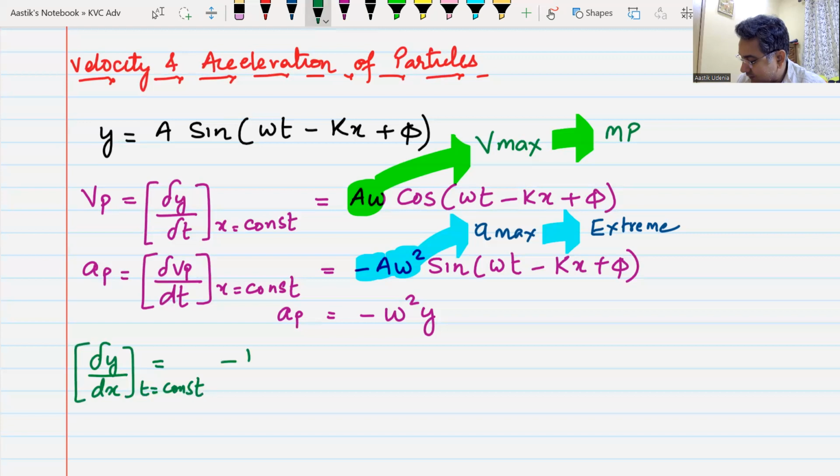It will be minus k into a into cos of omega t minus kx plus phi. Is it so difficult to differentiate sine function? That you cannot differentiate sine function?